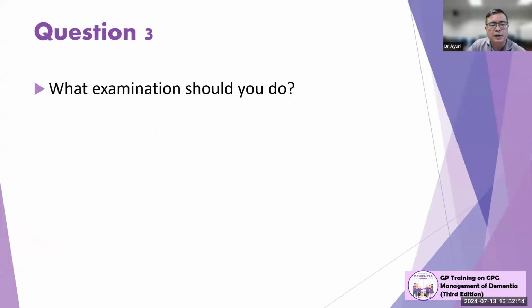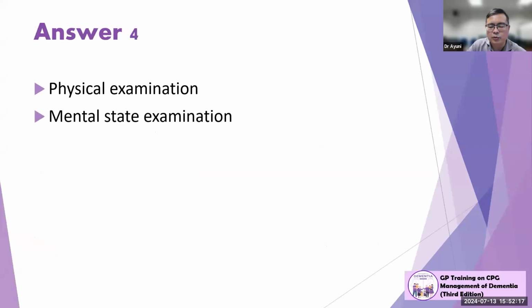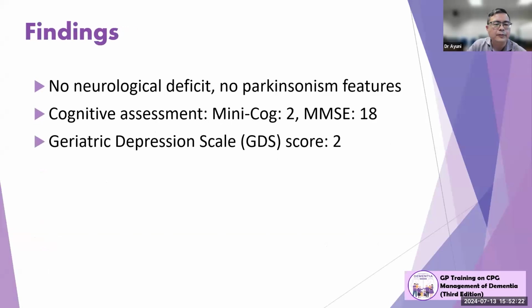So what examination should you do? Obviously you can do a physical examination, and you can do a mental state examination as well. We found that during the physical examination, there were no neurological deficits, no Parkinsonism kind of features. Then a cognitive assessment was done, noted to have a score of 2 for Mini-Cog, 18 for MMSE, and the geriatric depression scale was 2.